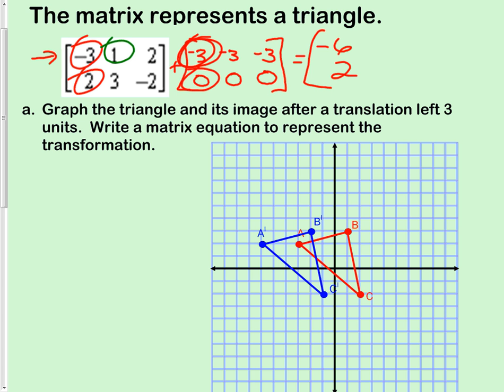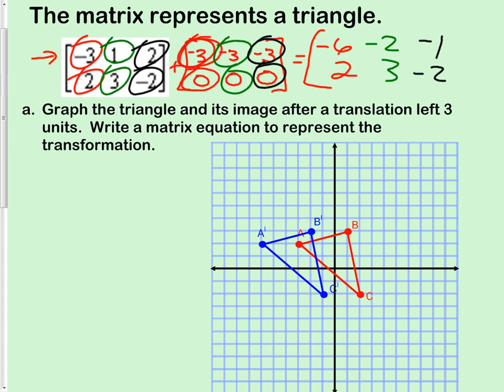Take this, put it with that, and I get negative 2. This, put it with that, and I get 3. And the last one, I'll do with black, is 2 goes with the negative 3, makes negative 1. And negative 2 going with the 0 makes negative 2. There. So I got my new matrix. Those are the points that make up this blue one right here.